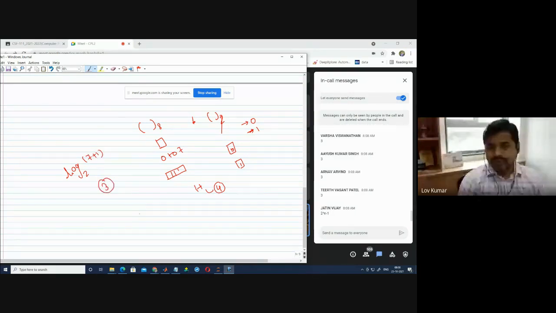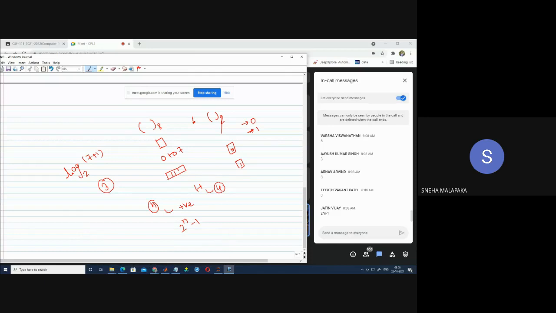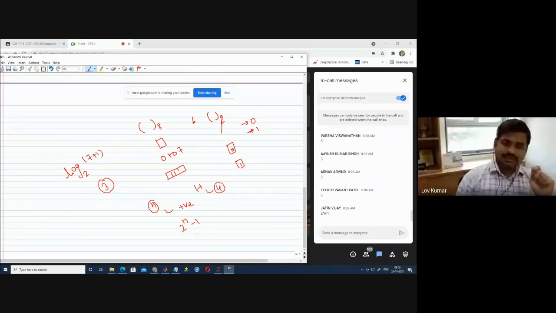What value will we get? 3. Because if you have n bits and the number is only positive, the maximum number you can represent is 2 to the power n minus 1. Why did you write 7 plus 1? Just you can see why we are writing 7 plus 1: the maximum is 2 to the power n minus 1.